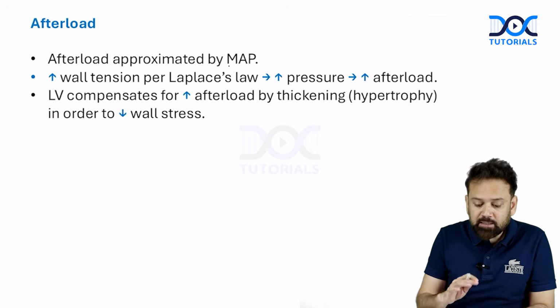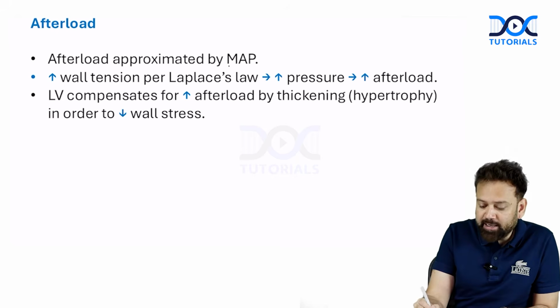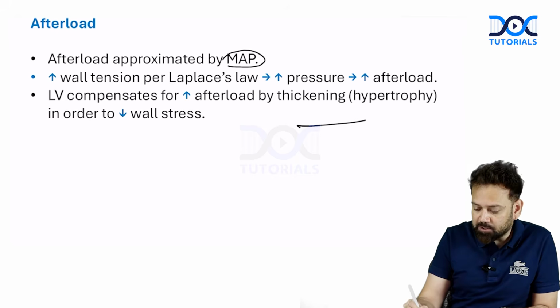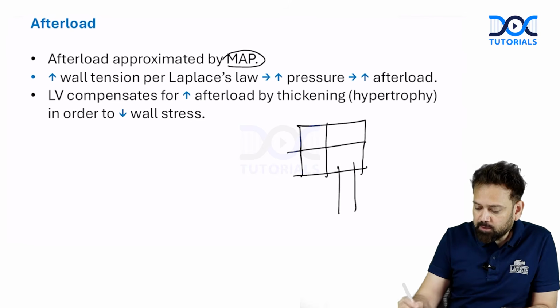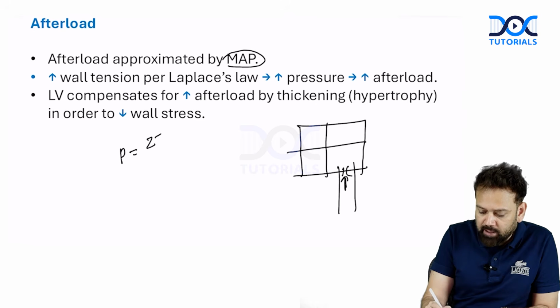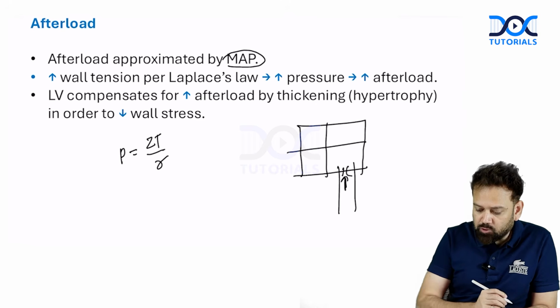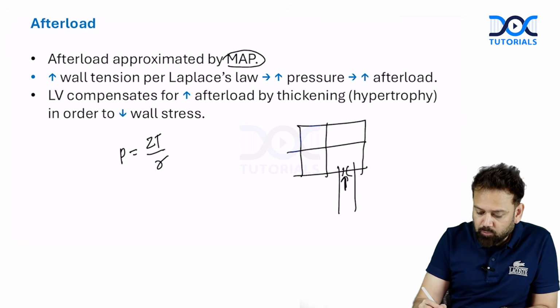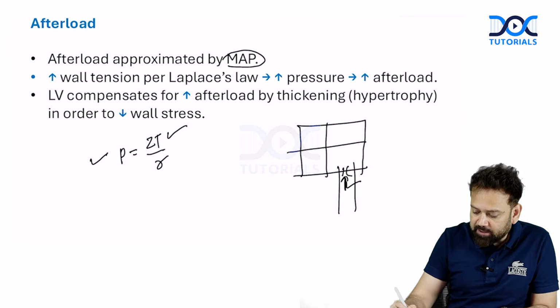Afterload, we have discussed, is approximated by mean arterial pressure. Mean arterial pressure is the average pressure in the aorta. This is working against the opening of the aortic valve. So the more the wall tension per Laplace law. Laplace law is P equals 2T by R. So the more the wall tension, per Laplace law, increased pressure will increase afterload.